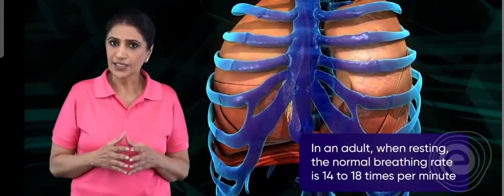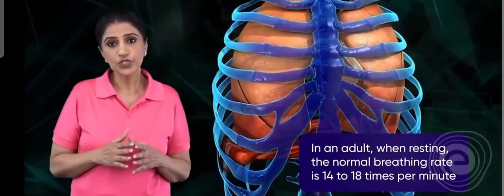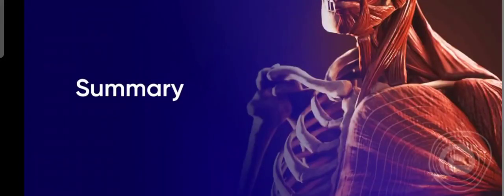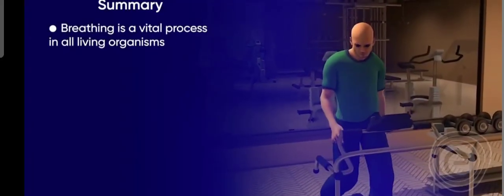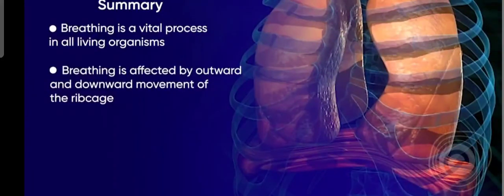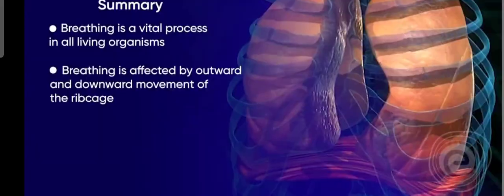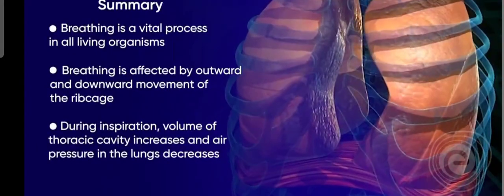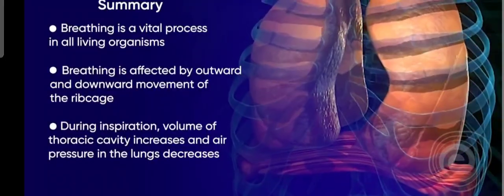In an adult, when resting, the normal breathing rate is 14 to 18 times per minute. Let's summarize. Breathing is a vital process which is essential for all living organisms. In human beings, breathing is affected by the outward and downward movements of the ribcage. During inspiration, volume of the thoracic cavity increases and air pressure in the lungs decreases.